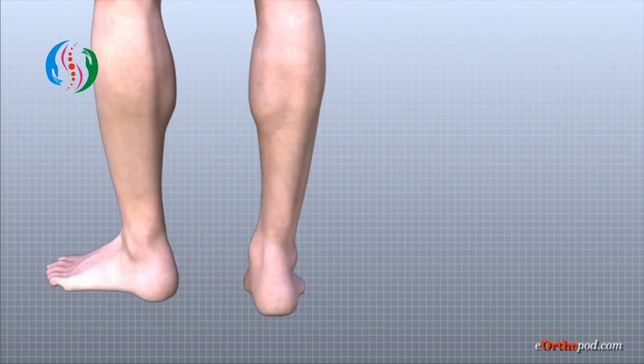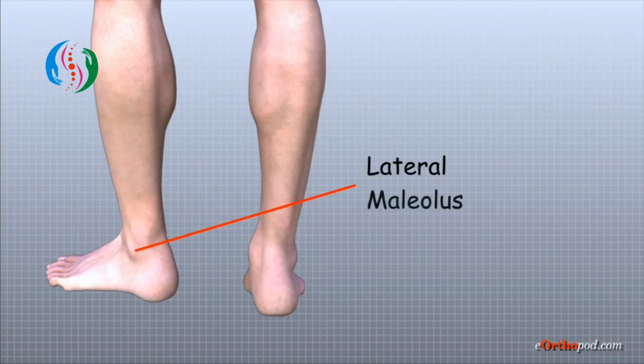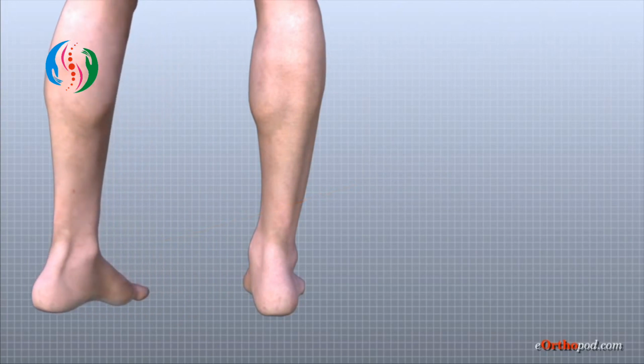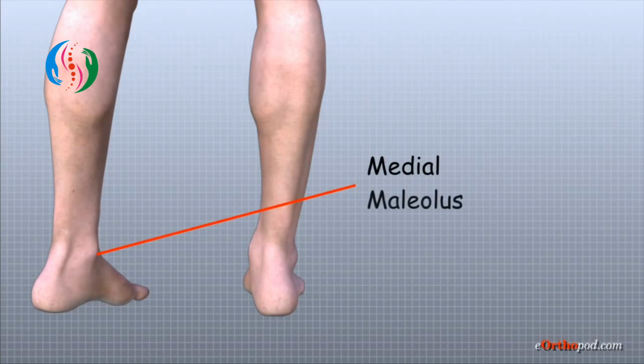The outside of the ankle is referred to as the lateral side. The bony bump on the lateral side is called the lateral malleolus. The inside of the ankle is referred to as the medial side. The bony bump on the medial side is called the medial malleolus.